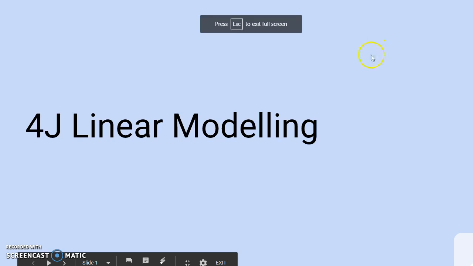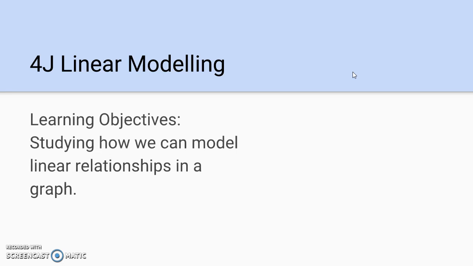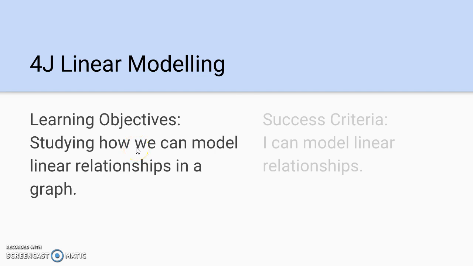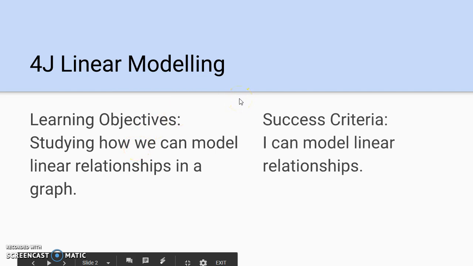Today we're going to cover 4J, which is on linear modeling. So the learning objective is we're going to be studying how we can model linear relationships in a graph. And the success criteria is I can model linear relationships. Pause the video here if you wish to copy down the learning objective and success criteria.